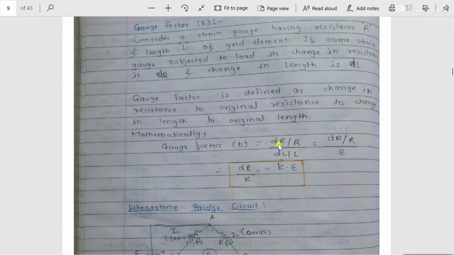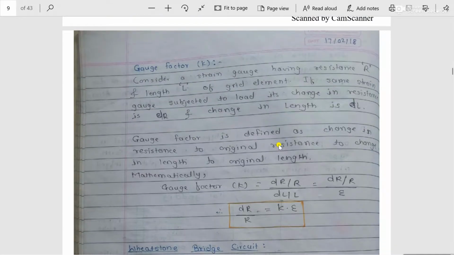Now we'll discuss the next point, that is gauge factor. So what is meant by the gauge factor? This is one constant parameter which is very simple, and this factor we have to consider in the strain gauge applications.